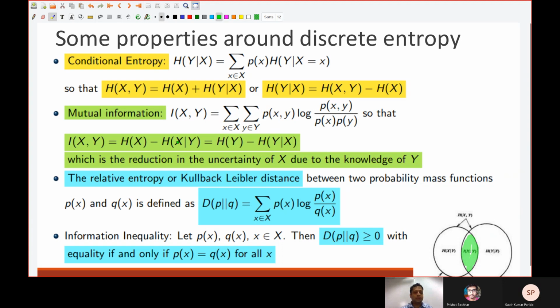In words, I of x comma y is a reduction in the uncertainty of x due to the knowledge of y, but it's symmetric. It's also a reduction in the uncertainty of y due to the knowledge of x. That's why you can view this as the intersection, roughly.